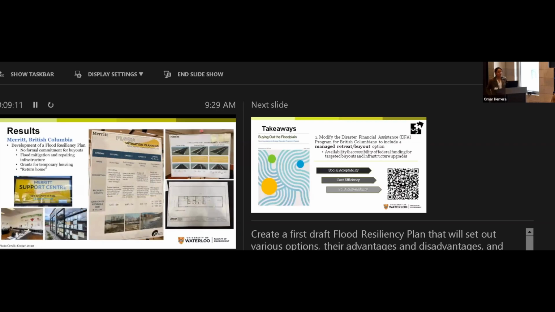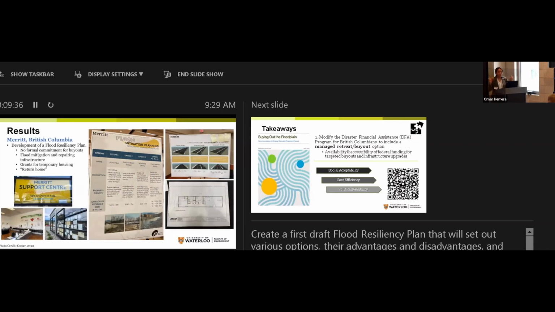Okay, so some of our results that we actually came across, like I mentioned, despite being a really small town, Merritt is really mighty. It took them less than 6 months to actually come up with a flood resilience plan. So they hired an engineering firm and came up with a suite of options that they tabled in front of the community. A year ago, actually, I was in Merritt and they tabled this at a community consultation.